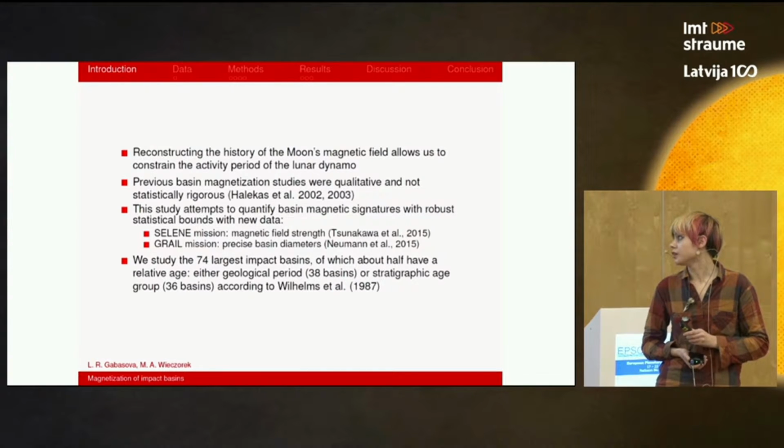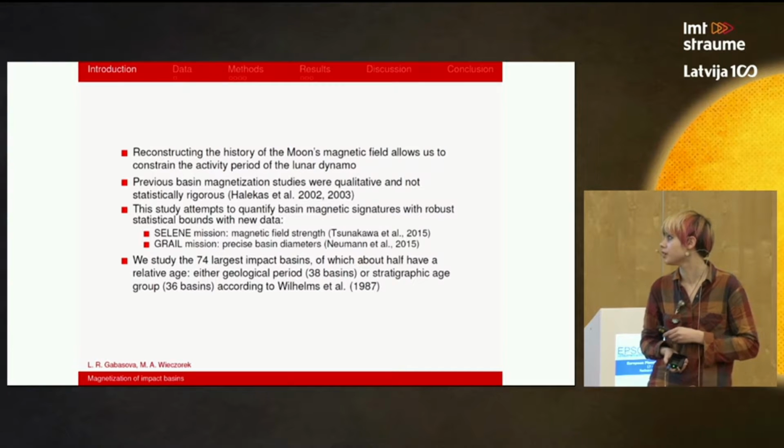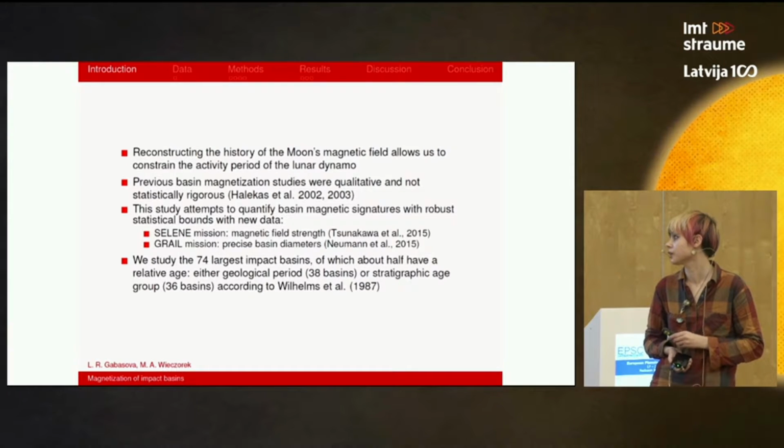I'm studying the 74 largest impact basins, and about half of those have a relative age that we can look at. Either it's their geological period, or it can be a stratigraphic age group as developed by Wilhelms in '87.